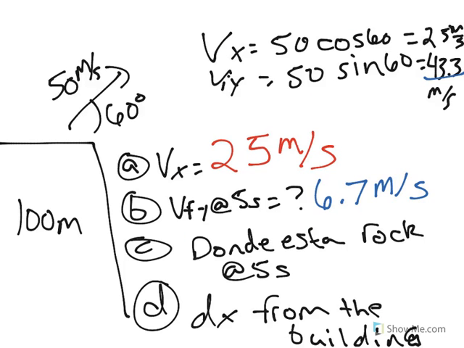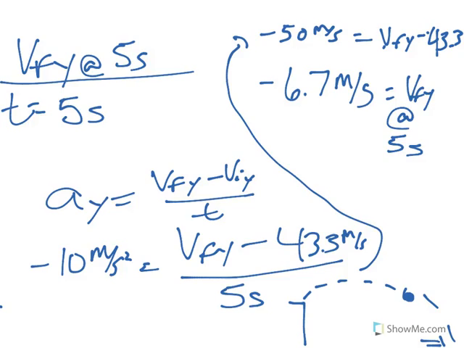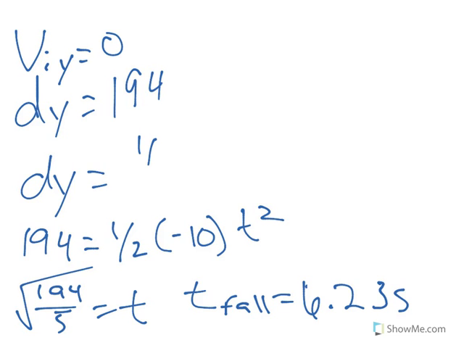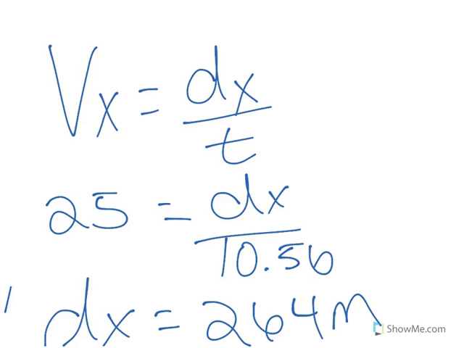So the distance in the x, the distance from the building, is 264 meters to the very beginning. Alright, so let's go back and look, make sure I did this right. The velocity in the x is equal to the distance in the x divided by time. 25 was the velocity in the x for the problem. 10.56 seconds was the time it was in the air, so 264 meters total.